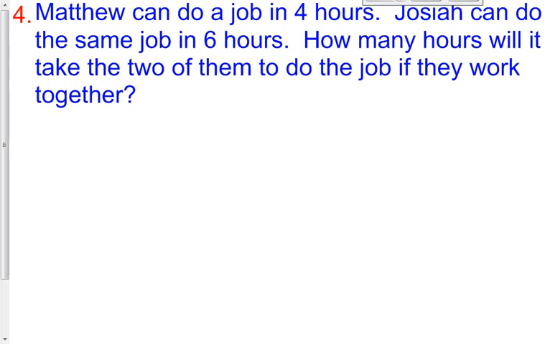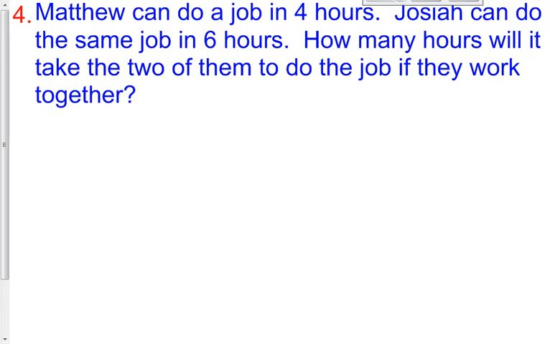Matthew can do a job in 4 hours. Josiah can do that same job in 6 hours. Maybe it's mowing a lawn or something like that. Matthew can mow this lawn in 4 hours, where it takes Josiah 6 hours to mow this lawn. How many hours will it take the two of them if they do the job together?